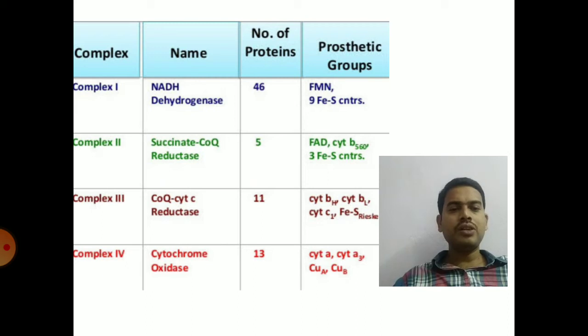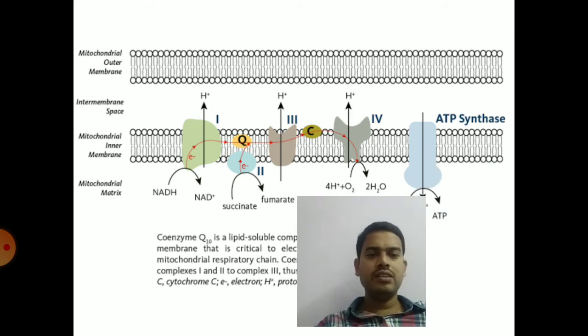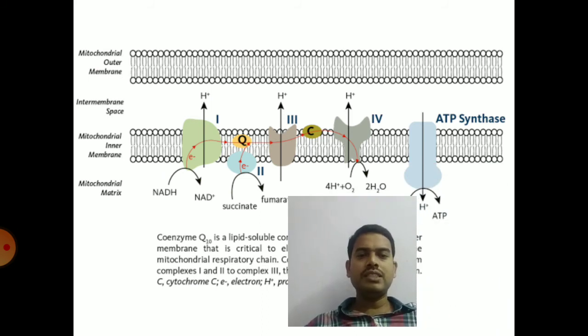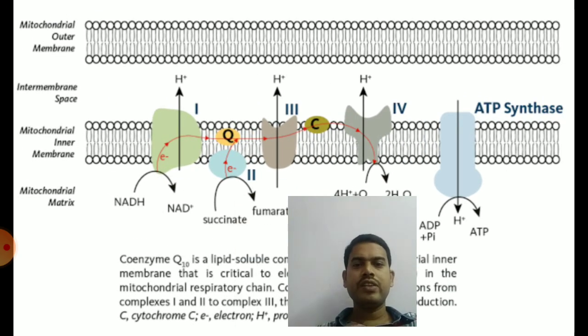So electron transport coupled phosphorylation of ADP molecules to ATP is called oxidative phosphorylation. So this is how the complexes are arranged in the inner mitochondrial membrane. You can clearly see the outer mitochondrial membrane, inner mitochondrial membrane, mitochondrial matrix, and also the space between outer and inner membrane is called the intermembrane space.